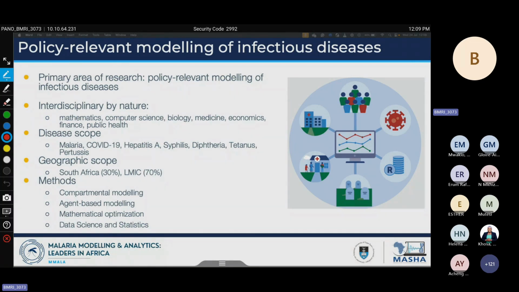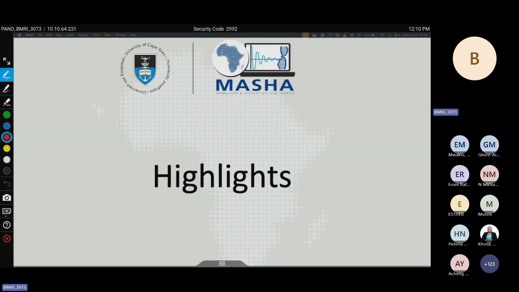And geographic scope, we spend about 30% of our time working on South African problems, being a South African institution, but we serve LMICs around the world and have a large presence on the African continent in terms of supporting African governments with a number of African partners. We use a variety of methods, like I said, but not going to dwell on that right now. Just touching on some highlights.